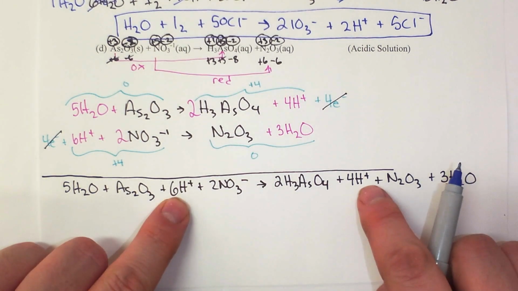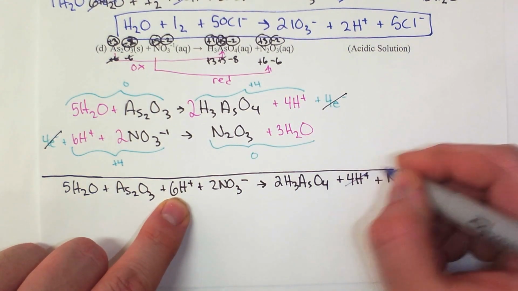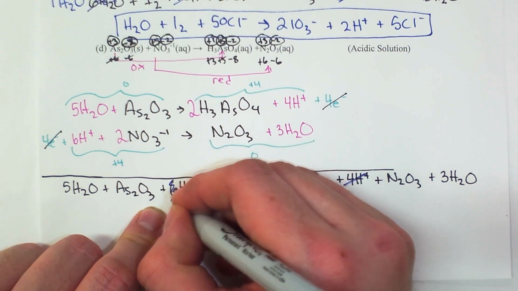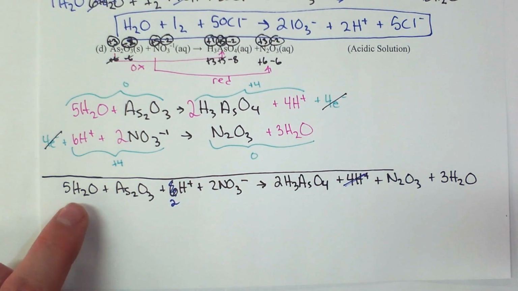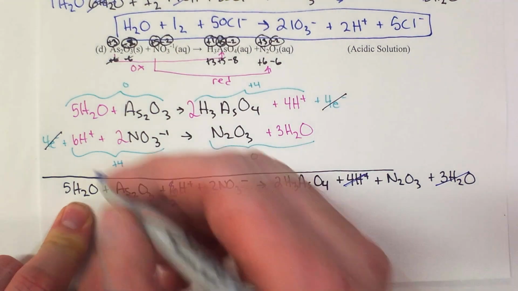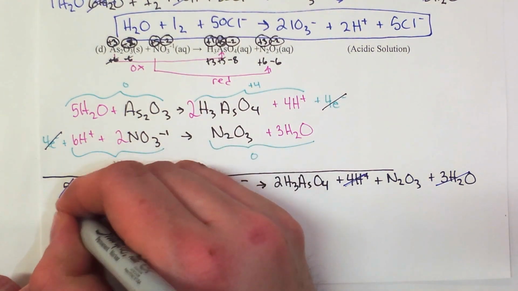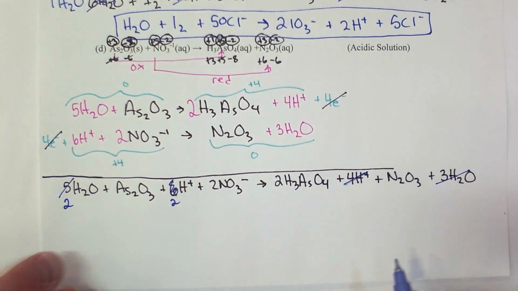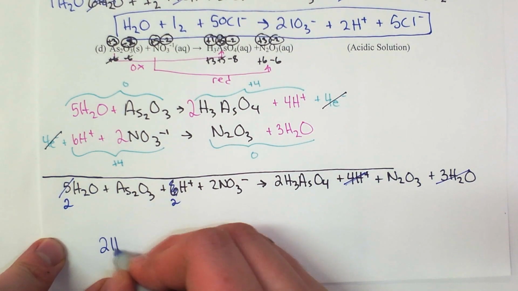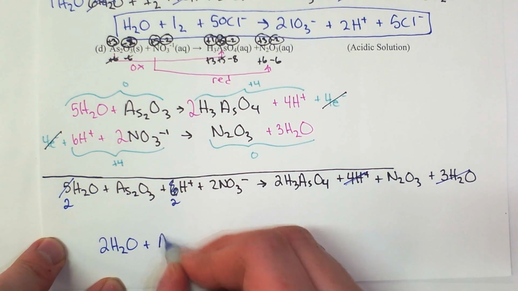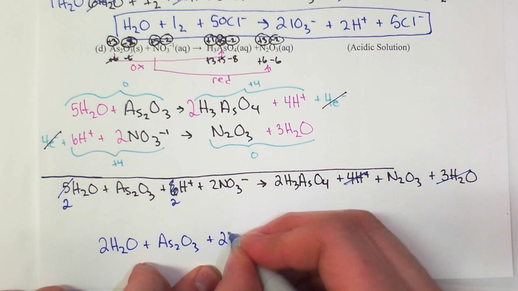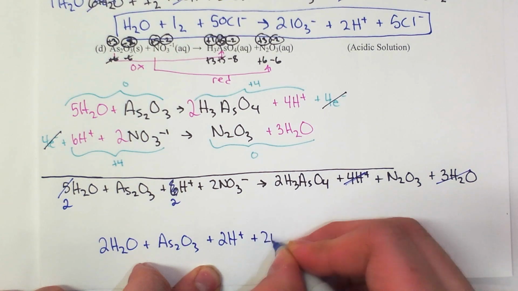I have 6 hydrogens and 4. So take 4 away from both sides. Gives me 2. Water, I have 3 and 5. So take 3 away from both sides. I don't have any other common things on both sides. So 2H2O plus As2O3 plus 2H plus 2 nitrate.